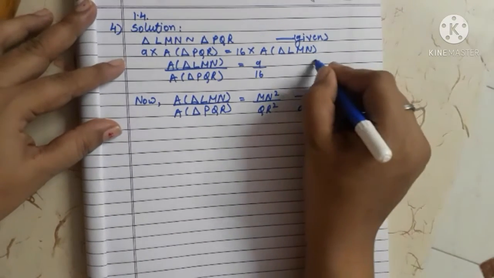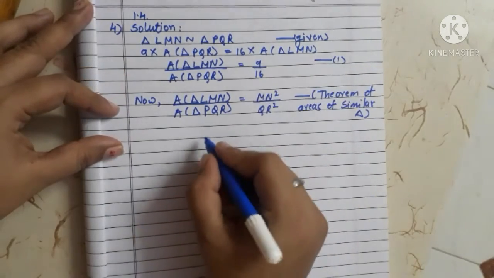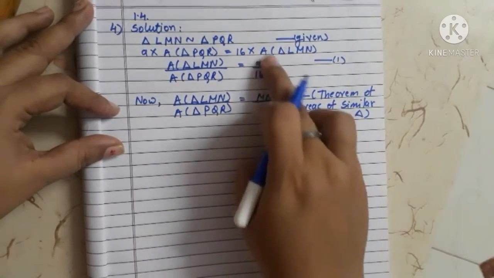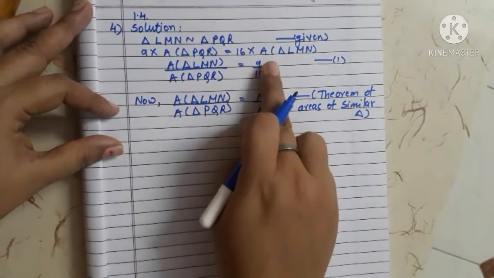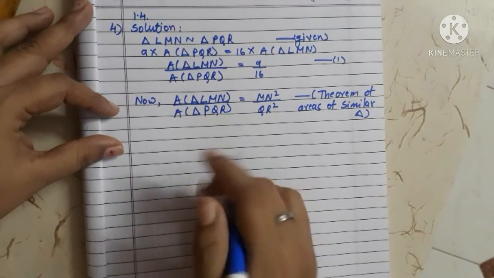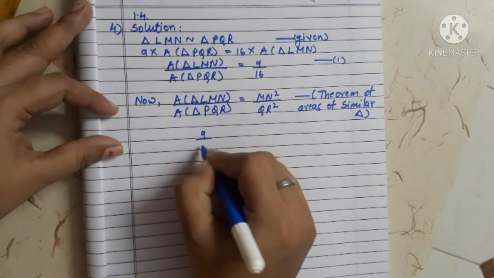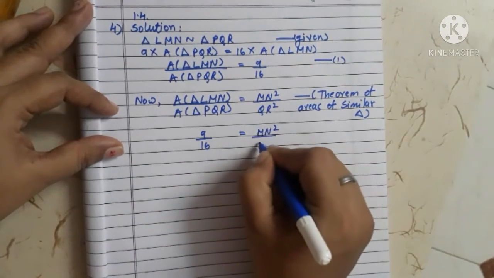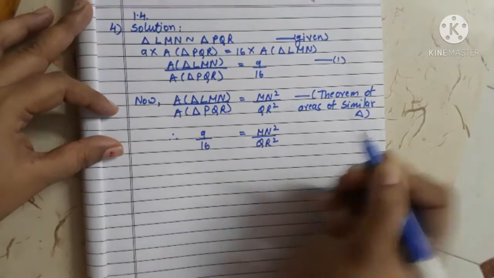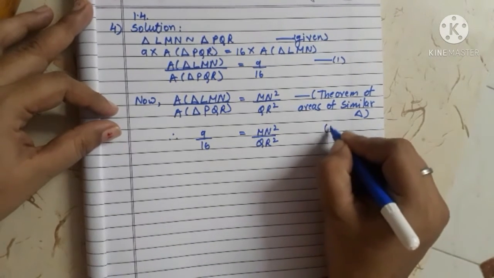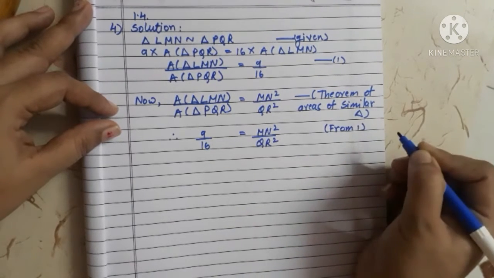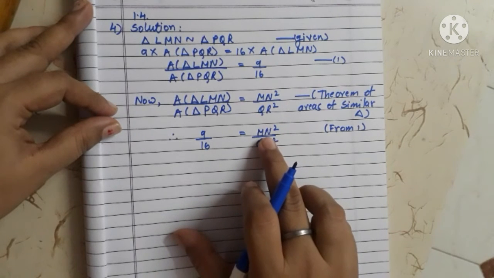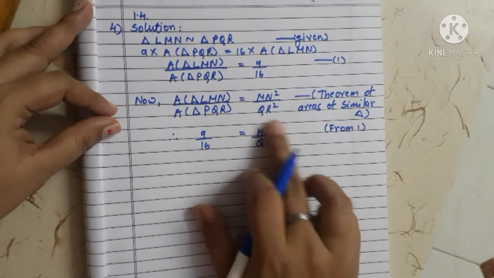Now whatever value we have, we will substitute it here. Okay, so from 1 I can write area of triangle LMN upon area of triangle PQR is 9 upon 16. See here, this value can be substituted here from 1. So what we will get? We will get 9 upon 16 is equal to MN square upon QR square. Okay, reason: from 1.